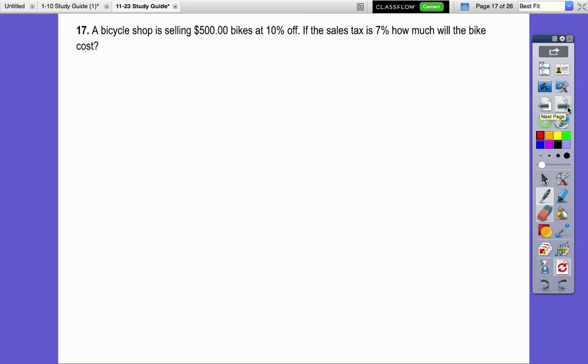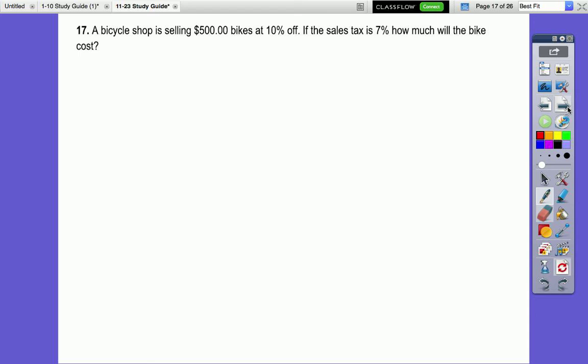Number 17, a bicycle shop is selling a $500 bike at 10% off. If the sales tax is 7%, how much will the bike cost? So when you go into a store and something is on sale, the first thing that you do is determine how much it is before the taxes.